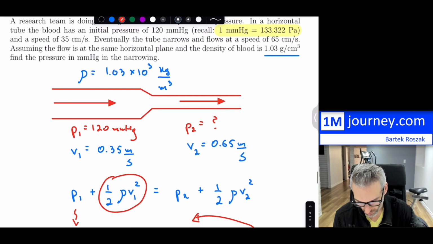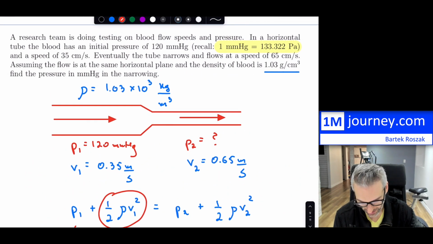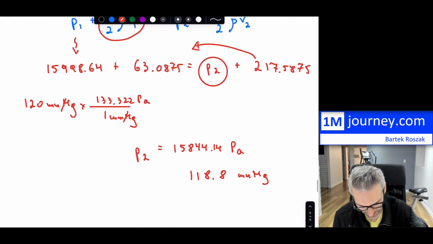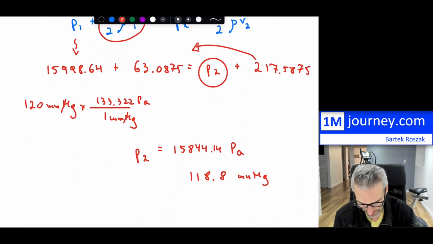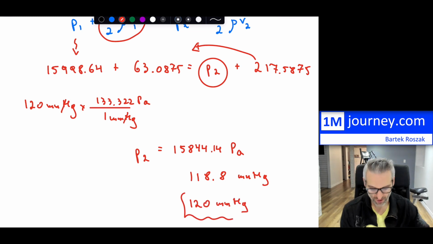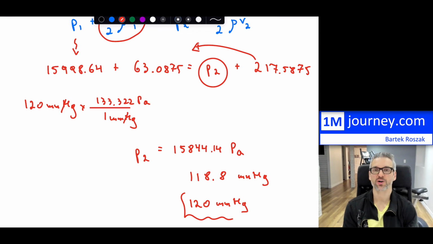If you want to round this off, it looks like it's two significant figures, so this would have been rounded back off to 120 again. So it looks like the pressure hasn't really changed at all. There you have it.